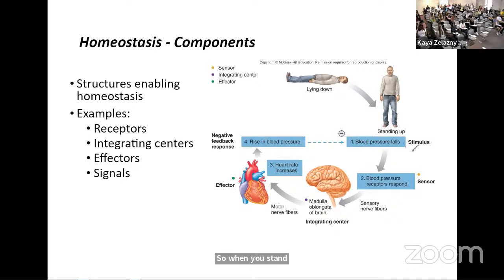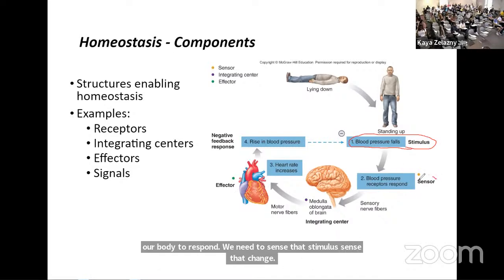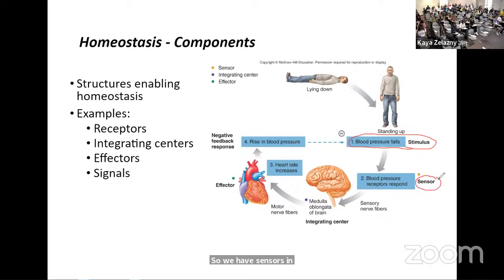Okay. So that first thing that we know, we would call the stimulus. A stimulus is always just a thing that happens to something. So the stimulus here, the blood pressure is falling. That is the stimulus for our body to respond. In order for our body to respond, we need to sense that stimulus, sense that change. So we have sensors in general, and in this specific case, we would have blood pressure receptors that sense that there's been that change, that there's been that stimulus, that the blood pressure fell.